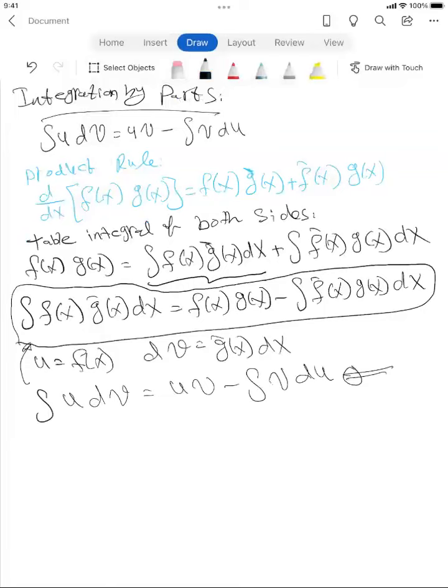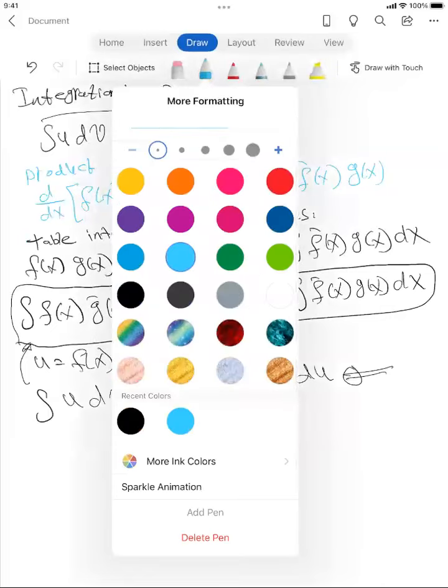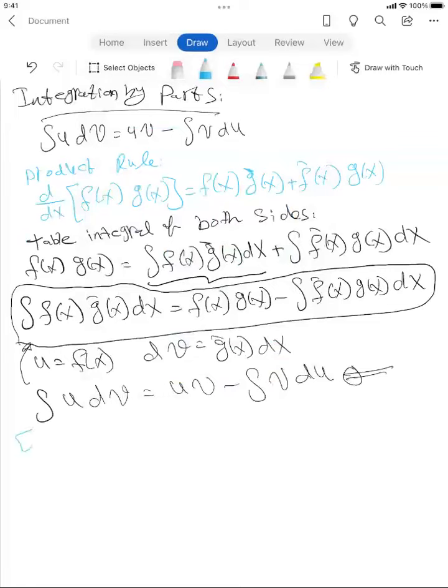Let's take a simple example to clarify the concept. So let's say I have an integral of the form x sine of x dx.